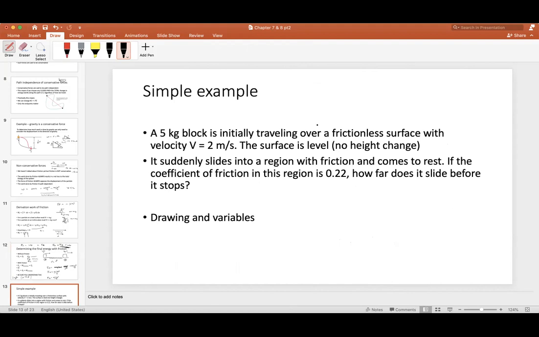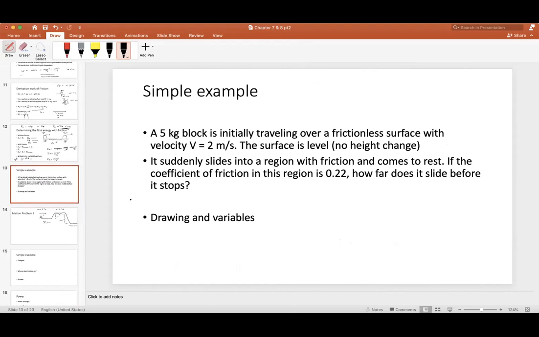All right, so what we're going to do in this problem, which is a pretty easy problem, we have a block that's sliding initially before it hits friction with v of 2 meters per second, headed to the right, and the mass is 5 kilograms. It then goes through this region of friction where mu is 0.22. And it slides until it stops. So we don't know what d is. We're going to figure out what d is, but it slides until it stops, and we want to know how far it slides.